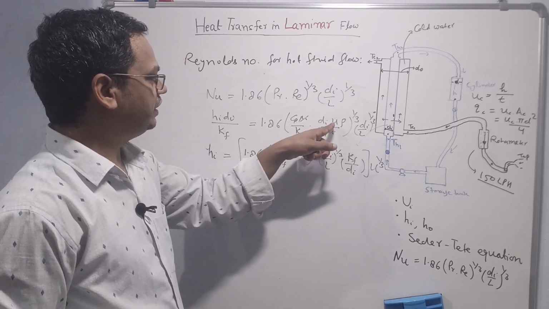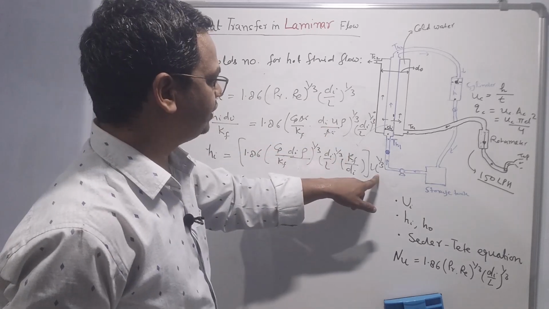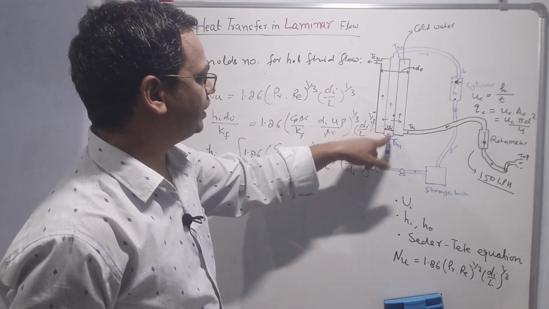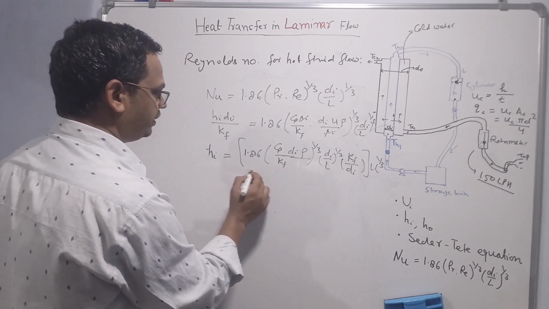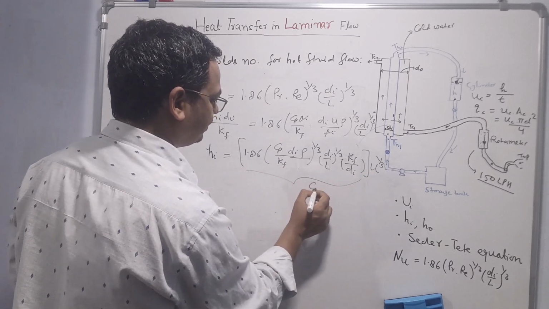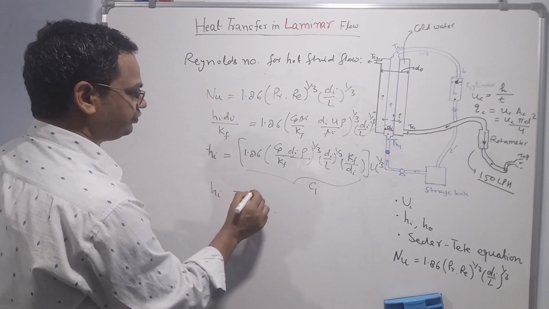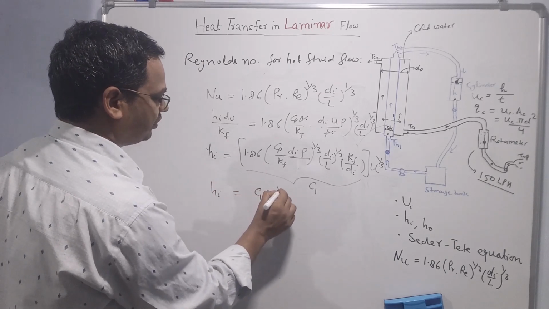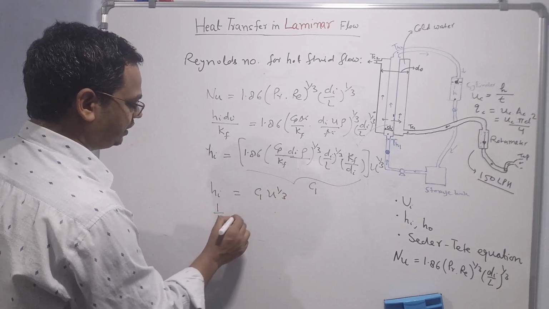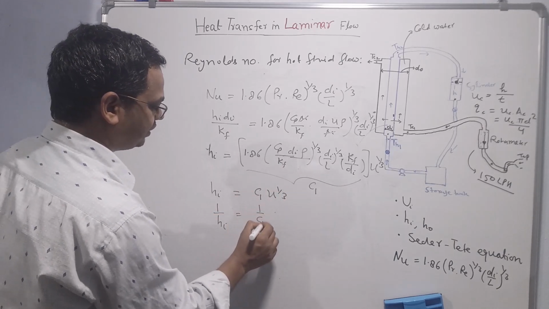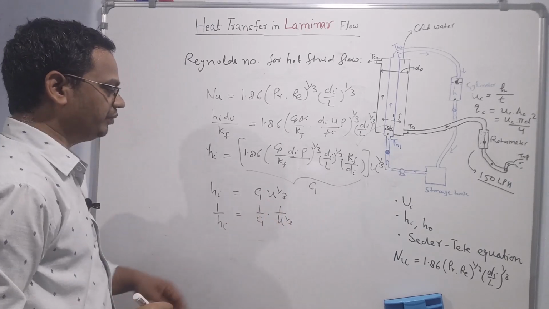On the right side only u is changing, other parameters are almost constant, and this u is the velocity of the fluid inside this pipe, in the inner pipe. So apart from this, this is constant, we can consider this one constant, say C1. So Hi is equal to C1 u power 1 by 3, or we can take the inverse, 1 by Hi is equal to 1 by C1 into 1 by u power 1 by 3.